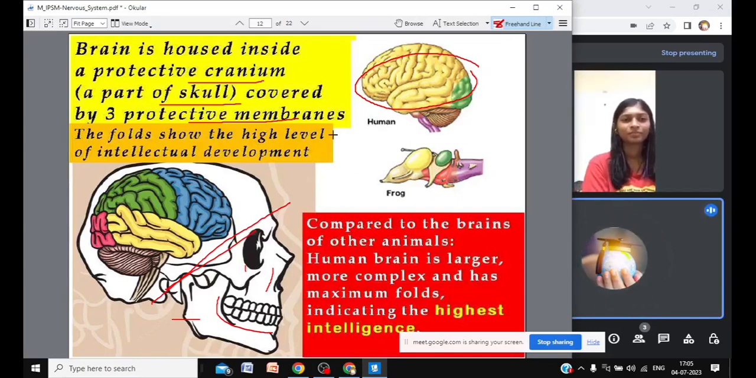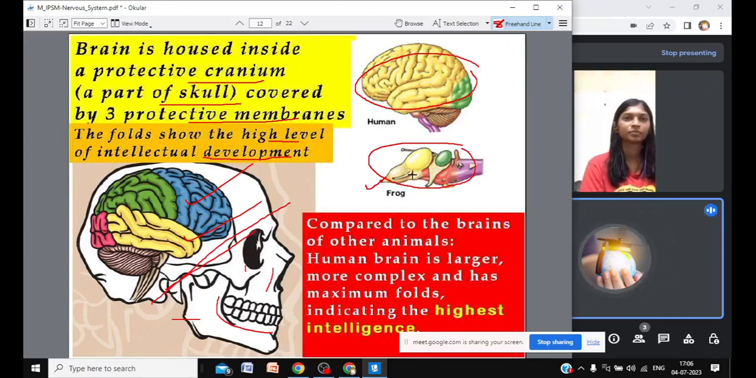All these folds actually show the high level of intellectual development. For instance, when you take the brain of a frog, you don't see the folds. Here we have given the brain of a frog, no folds. If you take the brain of a fish or the brain of a bird, you will not find so many folds. The degree of complex folding denotes that the brain is developed.